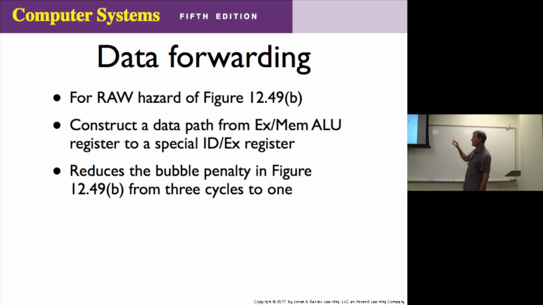So that's called data forwarding, and what you do is you construct a data path from the EX/MEM ALU register to a special ID/EX register right off the bat so that the next instruction can use it. And what that does is that reduces the bubble penalty in figure 12.49b from 3 cycles to just 1.